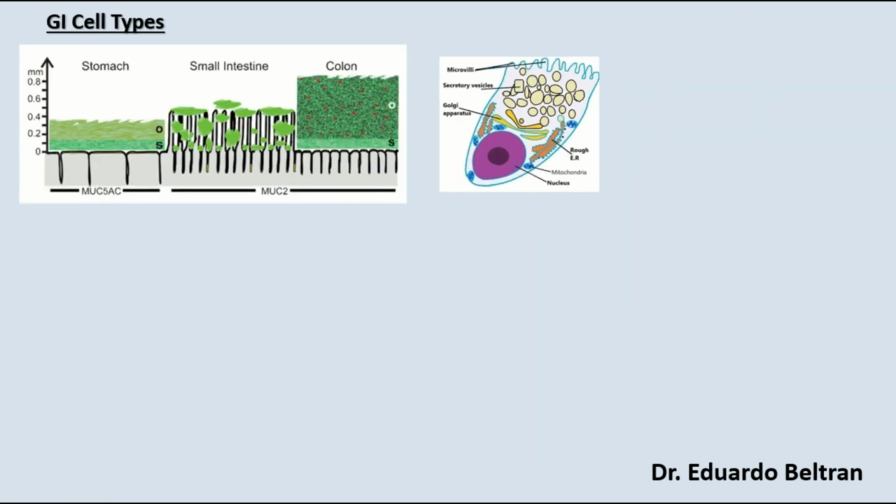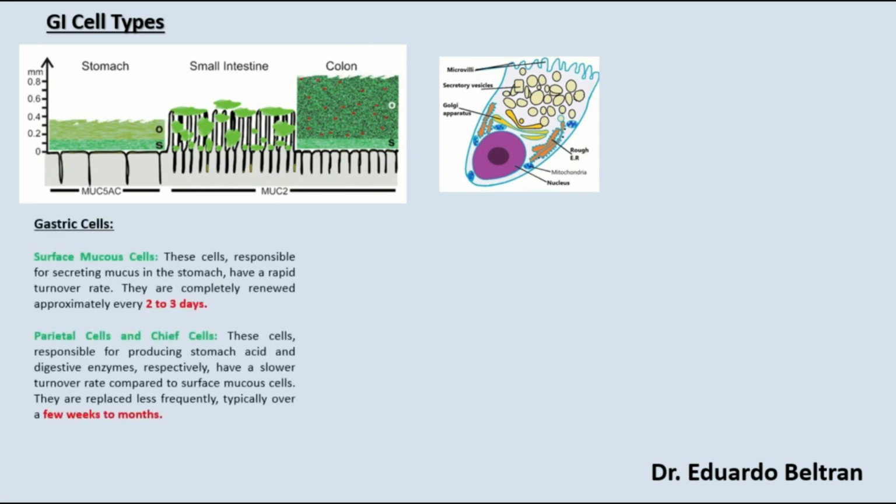Now let's go ahead and talk about the gastrointestinal cell types. So we know that the cells that are found in the stomach are different from the ones that are found in the small intestine, and the ones that are found in the small intestine are different from the ones that are found in the colon, right? So the gastric cells, the surface mucus cells, these cells responsible for producing mucus in the stomach have a rapid turnover rate, which is approximately 2 to 3 days, okay? Right? Now we're talking about the mucus cells.